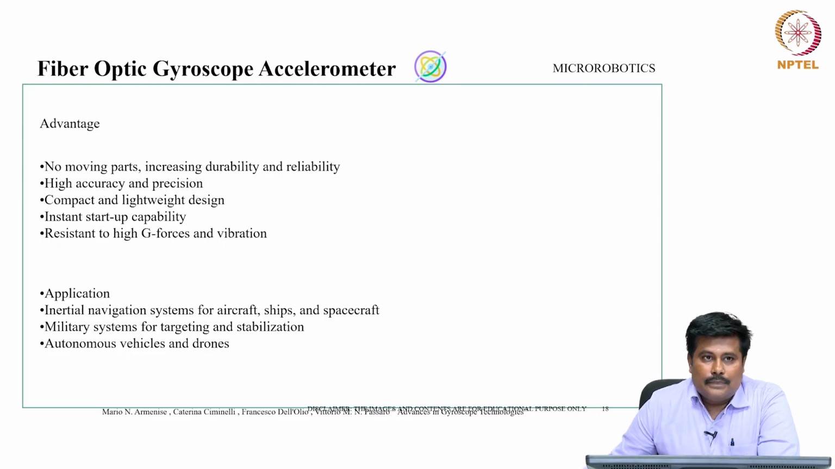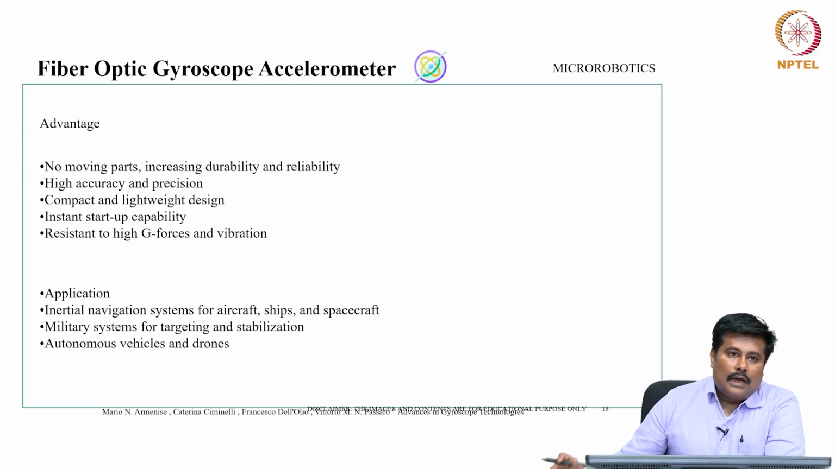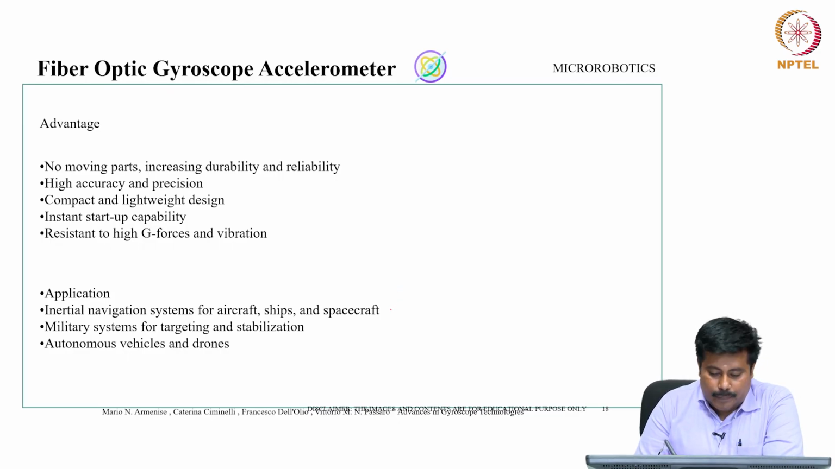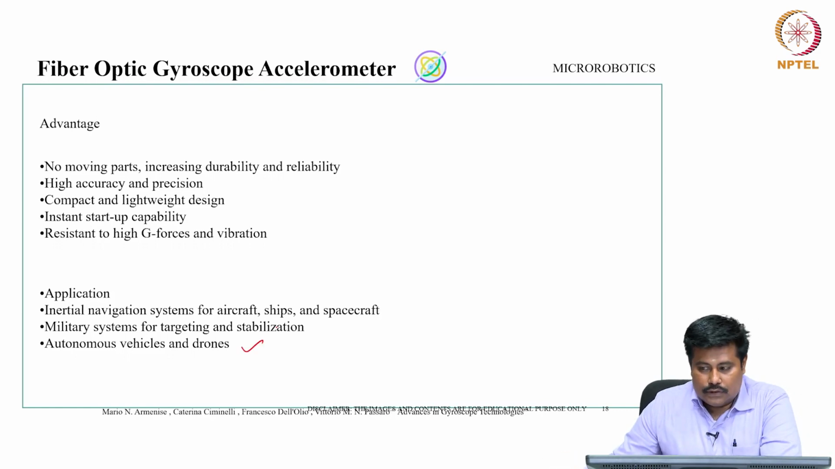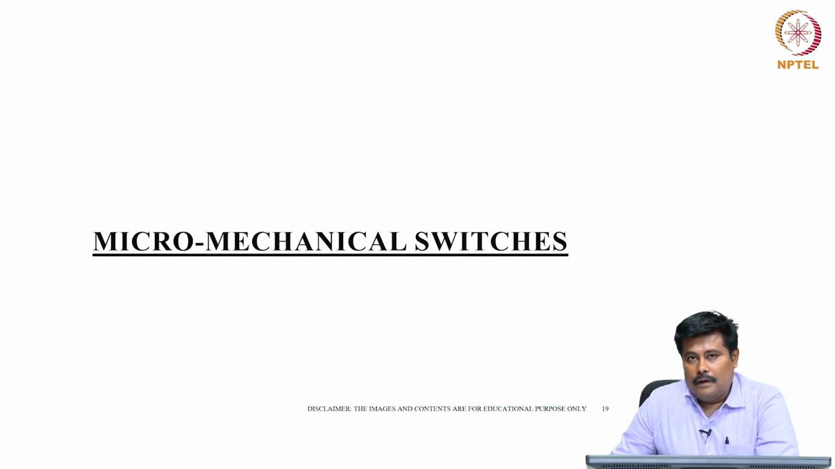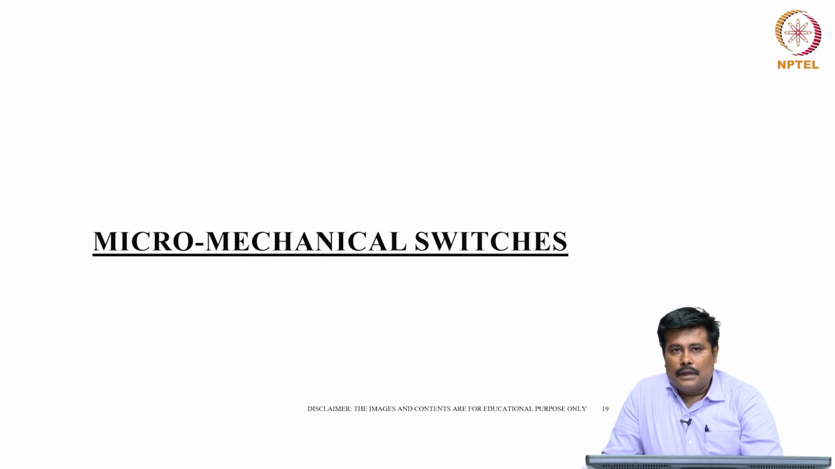From an application point of view, these include inertial navigation systems for aircraft, ships and spacecraft, military systems for targeting and stabilization, and autonomous vehicles and drones, which are effectively served by these gyroscope accelerometers.